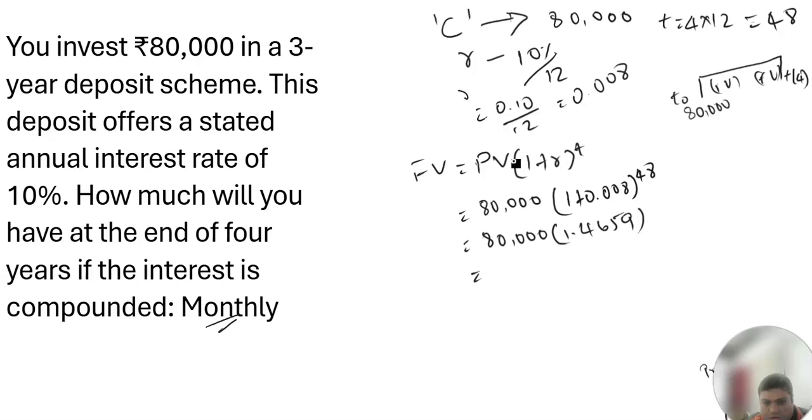Okay. So 1.4659 into 80,000, you get approximately 1,17,272. So this is your future value. What it indicates is if you invest 80,000 in a 3-year deposit and it's not recurring, it's one time, right? If the rate is compounded monthly, then your value will be 1,17,272.